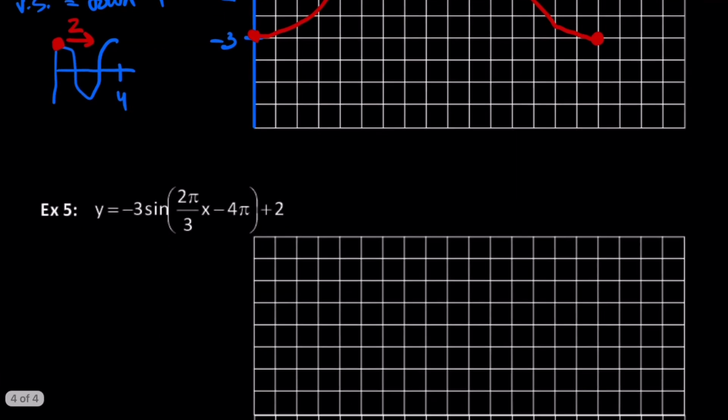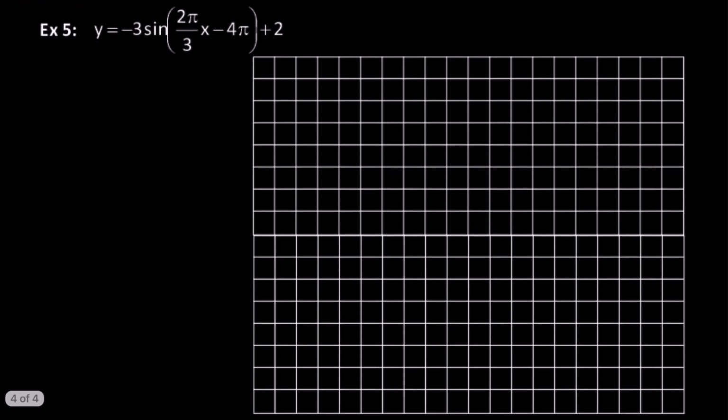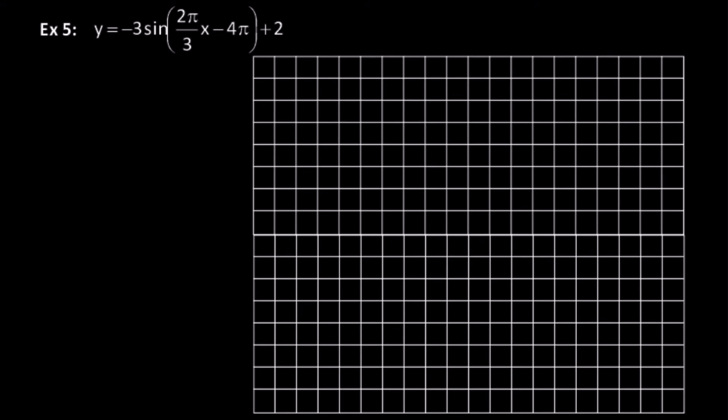All right, our last one is a little bit crazy. Y equals -3 sine 2 pi over 3x minus 4 pi plus 2. So we got a whole lot of algebra going on here in the beginning, and then the rest should be pretty straightforward. I need to rewrite. -3 sine 2 pi over 3 times x minus something plus 2.